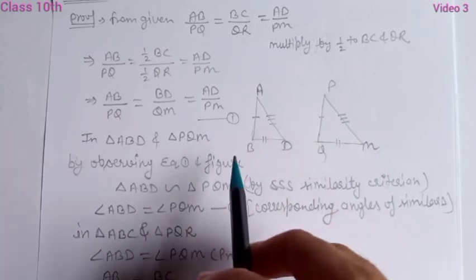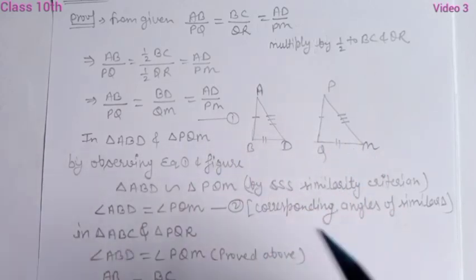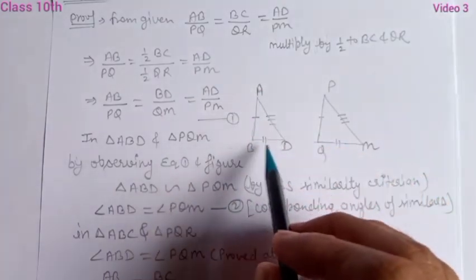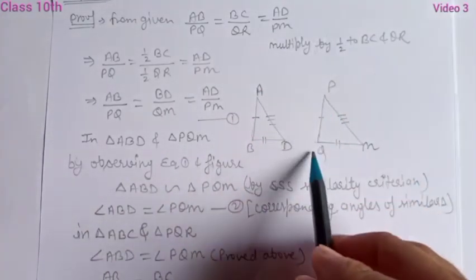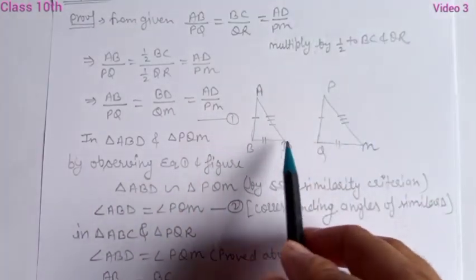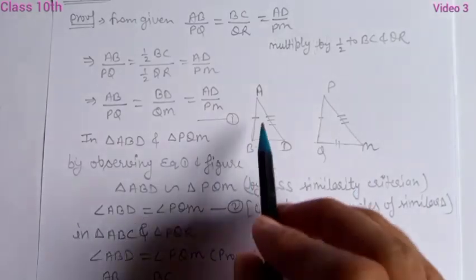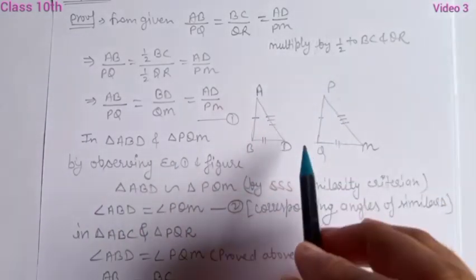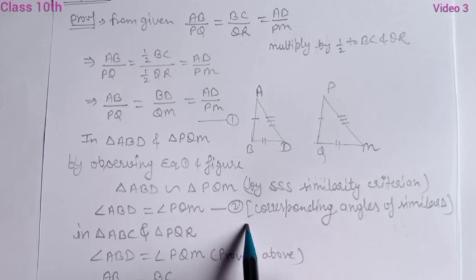In both triangles, if they are similar, their corresponding angles are also equal. So angle ABD is equal to angle PQM. We only need this angle on this triangle, ABD equal to PQM. Mark it as equation 2 here.